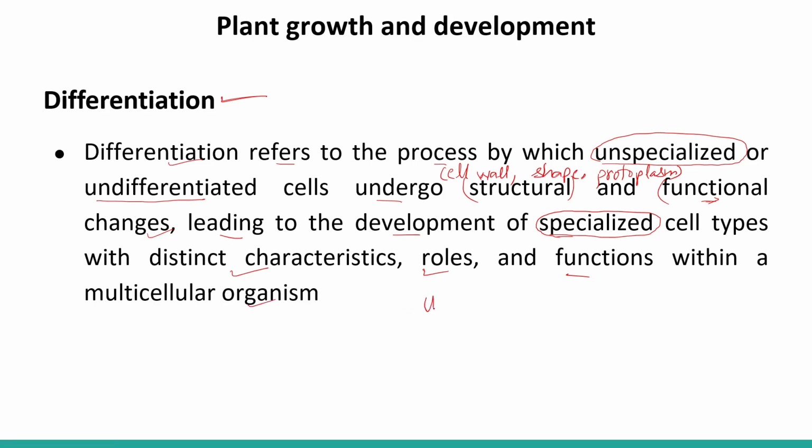Simply you can say, if there is a mass of undifferentiated cells, suppose the cells are meristematic, they are undifferentiated. After differentiation, they will become specialized. And what does specialized mean? It means they now have specific roles or functions, and have specific or distinct characteristics.